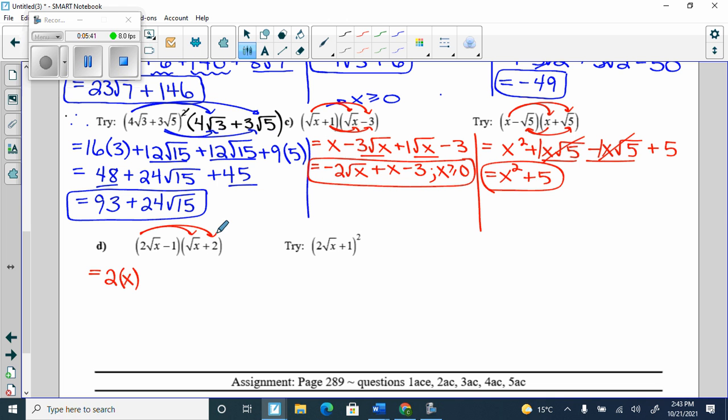2 times 2 is 4 root x. Minus 1 times root x is minus 1 root x. Minus 1 times 2 is negative 2. So we're going to get 2x. 4 root x minus 1 root x is 3 root x minus 2. Are any of these like terms? This one has x, this one has root x, this one has nothing. No.